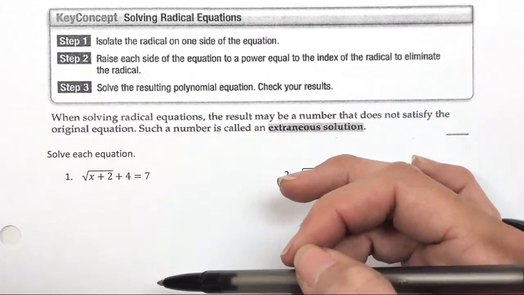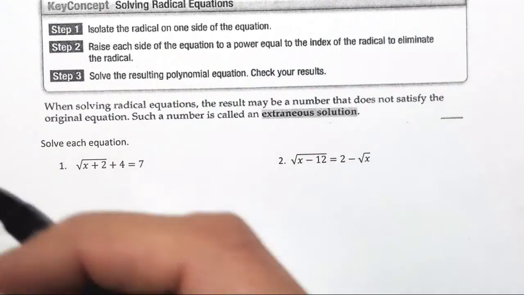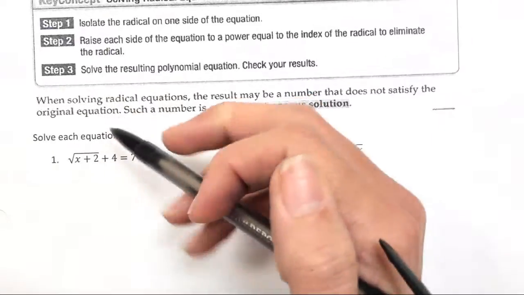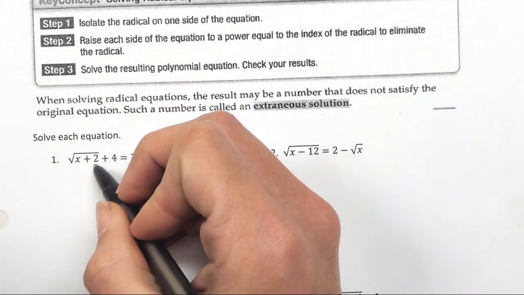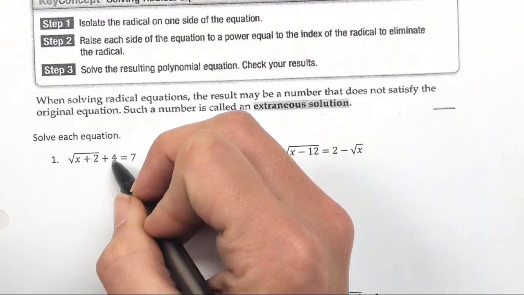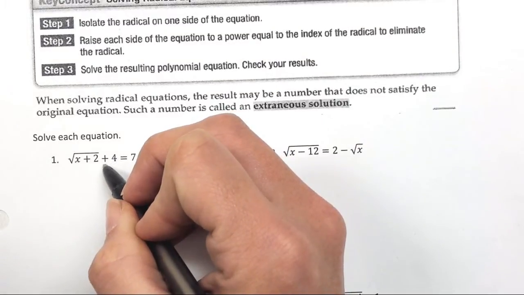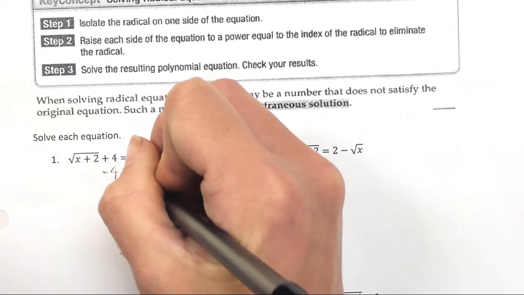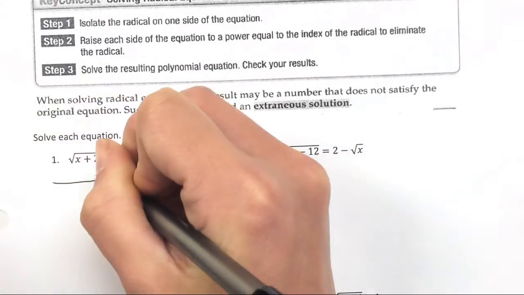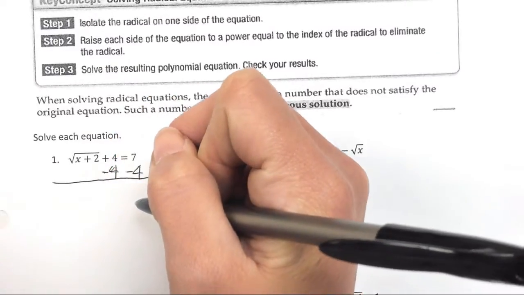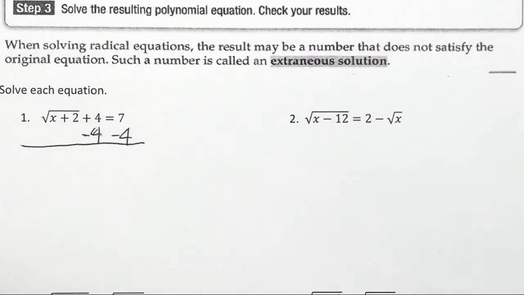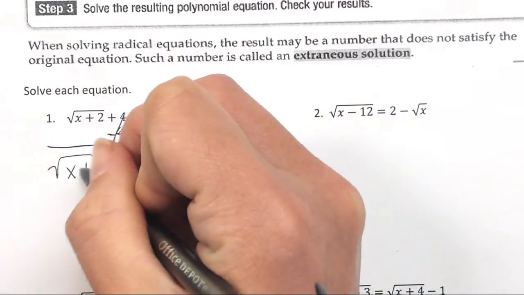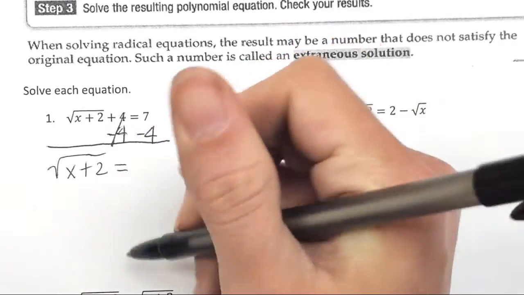Alright, so for example 1, again, we want to isolate the radical on one side of the equation if we can. So for this one, here's our radical. We want to get it by itself, so we need to get rid of the 4. What is the operation being done here? Adding 4. So we want to do the opposite, which is subtract 4 from both sides. So when we subtract 4 from this side, they will cancel out, and we'll get square root of x plus 2 equals, and then 7 minus 4 would be 3.